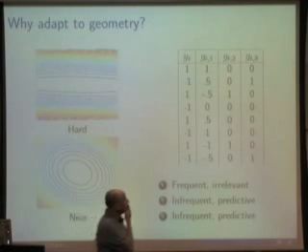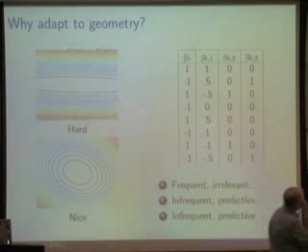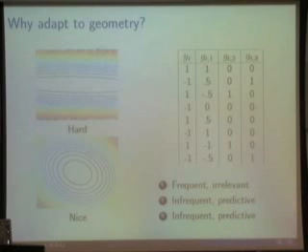Which means that if we look at the space, it's no longer spherical. The features determine the size of the space, so it looks very elongated.